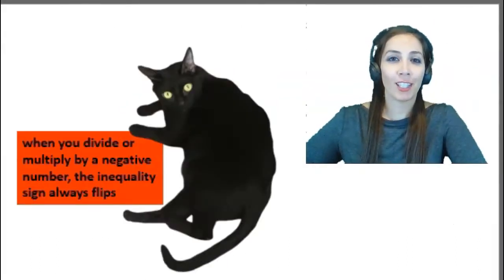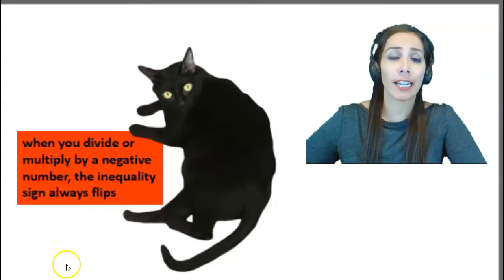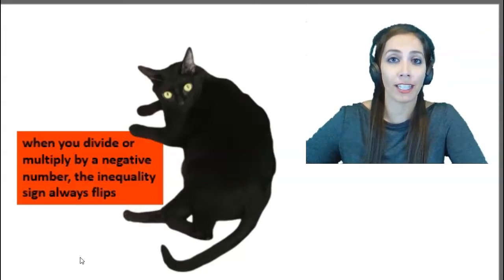So teaching assistant Chloe is here to give some of Chloe's cheat sheet notes. She wants you to know that when you divide or multiply by a negative number, the inequality sign always flips. So if it's greater than and you divide or multiply by a negative, it becomes less than. If it's a greater than or equal to and you divide or multiply by a negative, it becomes less than or equal to. Anytime you multiply or divide by a negative when you are dealing with an inequality, the sign always flips.